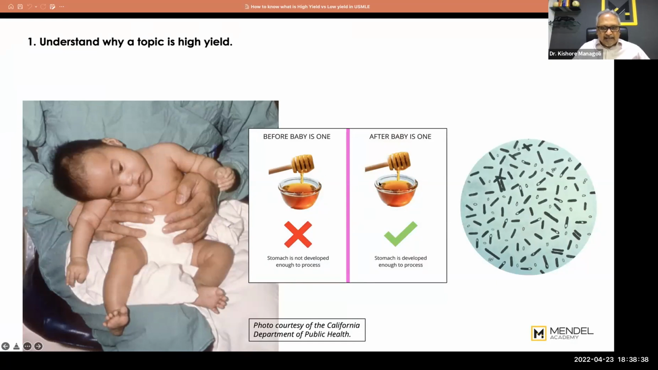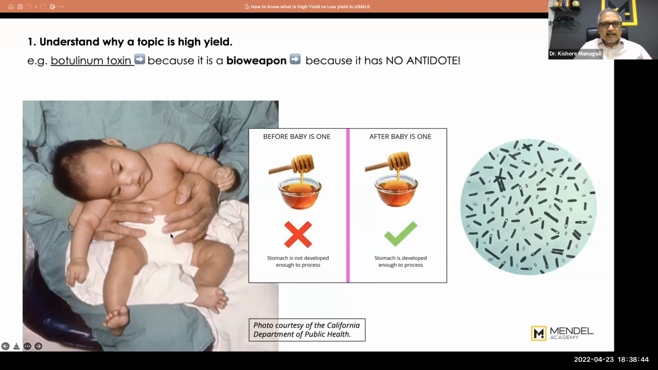Now, honey is banned up to 1 year because the gut flora are still not developed well enough to handle the botulinum toxin. Now, why is botulinum important? Why is it high yield in the first place? Because it can be used as a bioweapon. In the US, irrespective of who is going to mentor you and what books you read, botulinum is high yield because it is a bioterror weapon.